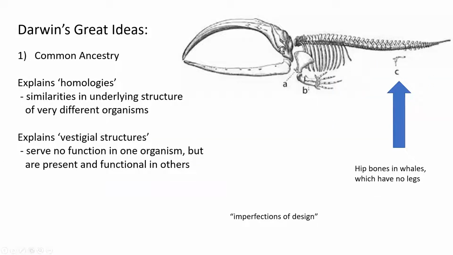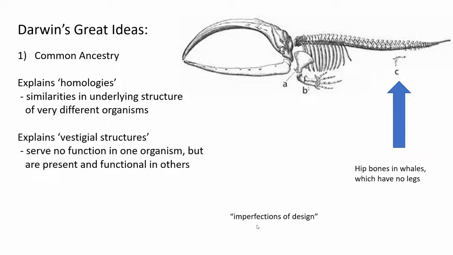A second observable pattern are vestigial structures. Vestigial structures are structures that are found in a given species but serve no function in that species, but are found in other species where they do serve a function. So whales, which don't have any legs, have hip bones. What the heck are they doing with hip bones if they don't have any legs connected to those hip bones?